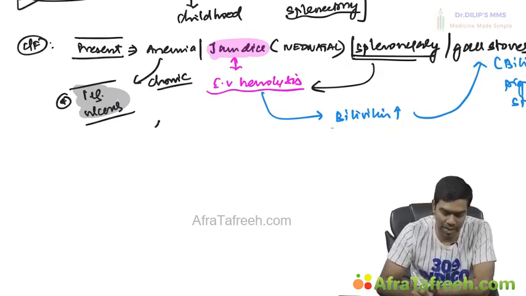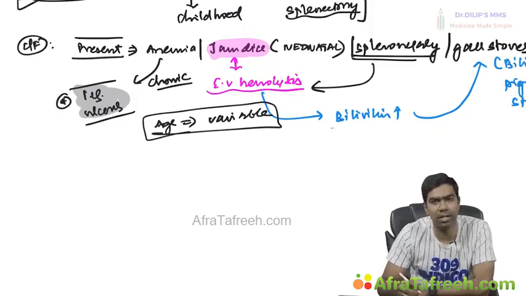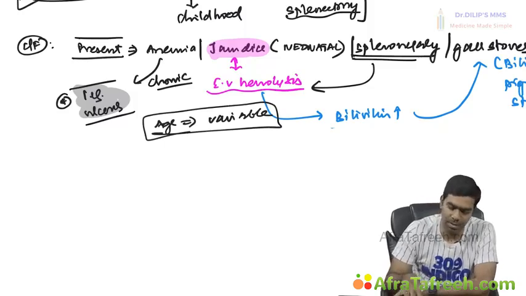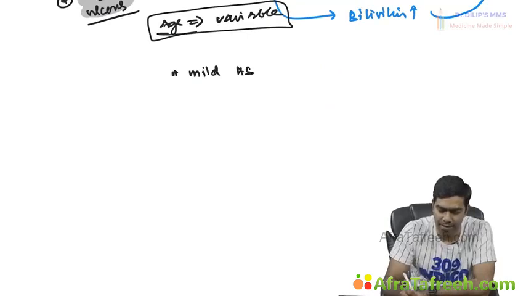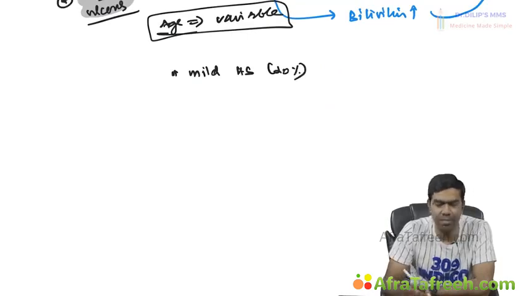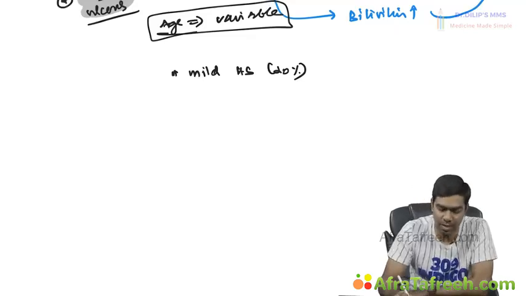Why? Because age is highly variable. Age of presentation is highly variable. You can't pinpoint what age they will present, and it always depends on the severity of hereditary spherocytosis. You can take 3 severities. One is mild hereditary spherocytosis, which typically happens in approximately 20% of the cases. The patient will be typically asymptomatic throughout their life. They won't have any problem at all.